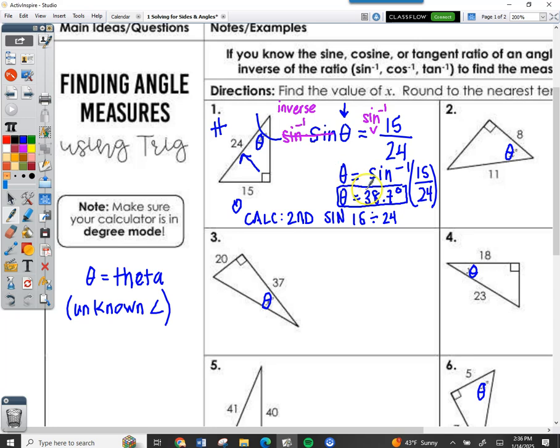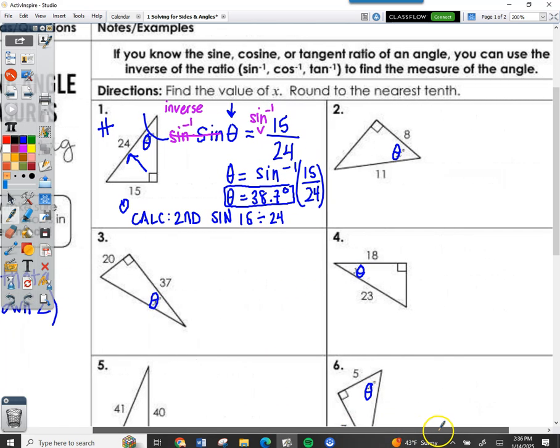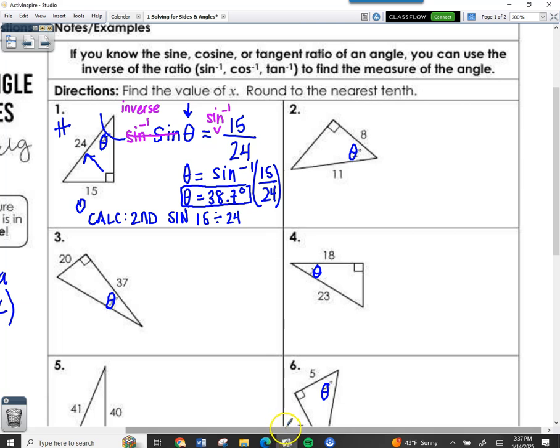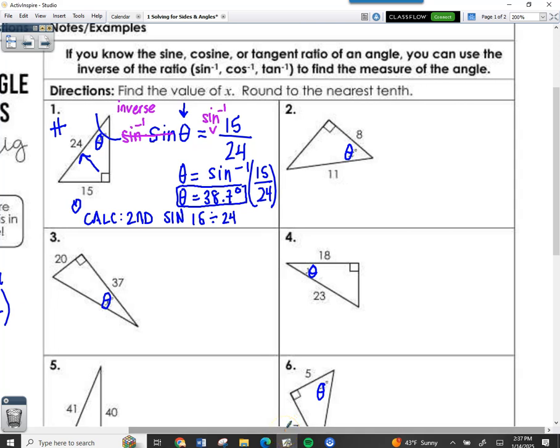Now we wrote a lot here. You normally don't have to show this much, so let's jump over to number 2. Label your triangle, draw your arc, figure out which trig function.